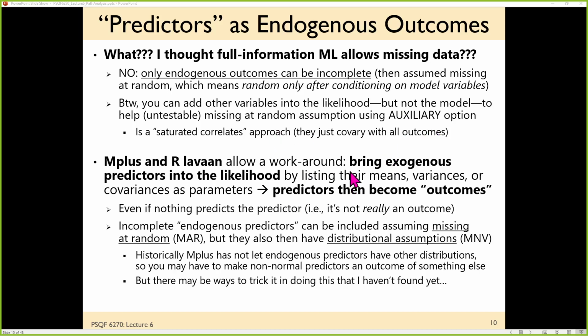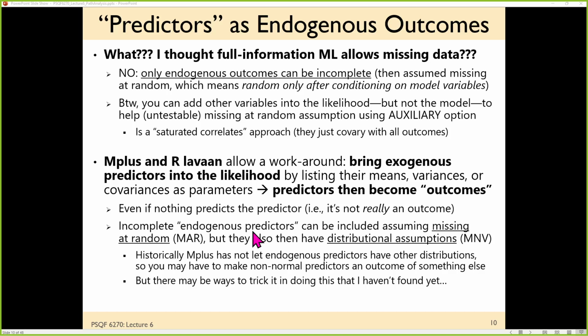But there is a workaround that you can use to have data that are missing on predictors, which is to change them from being exogenous to endogenous with respect to the program. So you can trick lavaan and M+ into thinking a predictor is an outcome by asking it to estimate the predictor's mean, variance, or covariance with something else. Then from the program's perspective, even if that variable is not being predicted, it's endogenous. Its parameters are then part of the likelihood, which means you can have missing data.